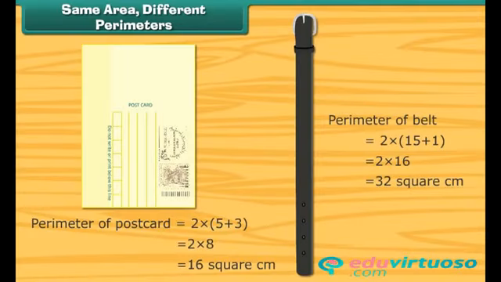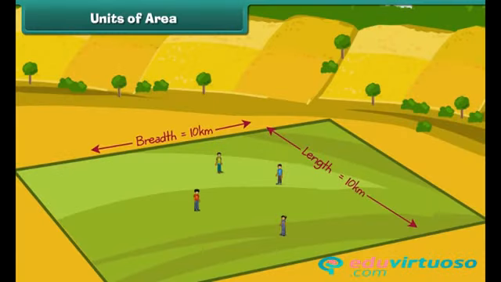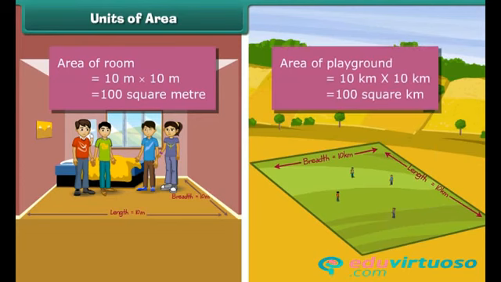Thus, the things with same area can take different forms. The perimeter of such things can be same or different. How many children can stand in a square room of side 10 meters? And how many children can stand in this square playground of side 10 kilometers? It is clear that more number of children can be adjusted comfortably in the playground. The area of the room is equal to 100 square meters, while the area of the playground is equal to 100 square kilometers. Thus, square kilometer is bigger unit for measuring area of the figures than square meter.